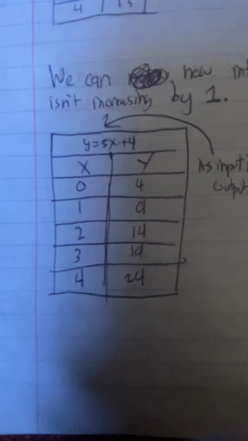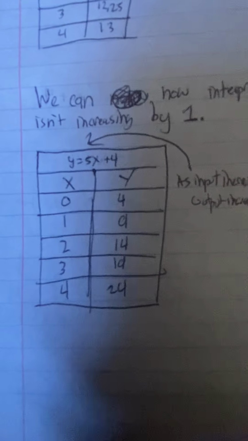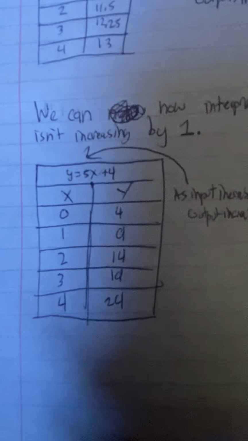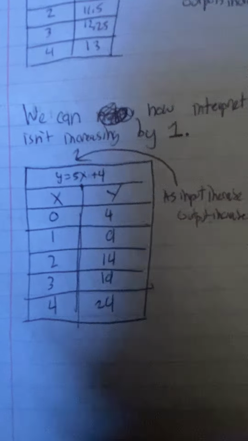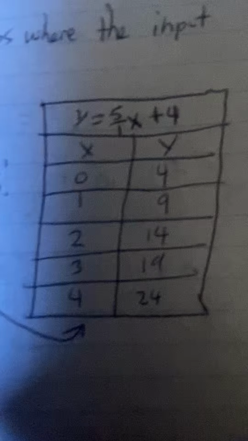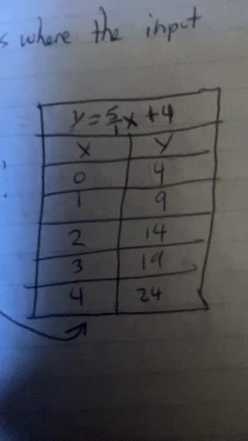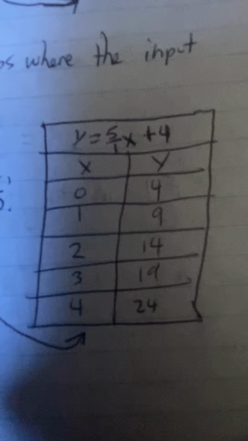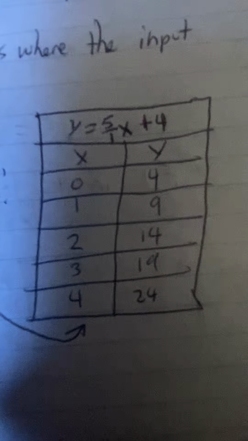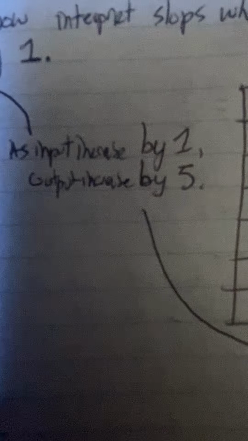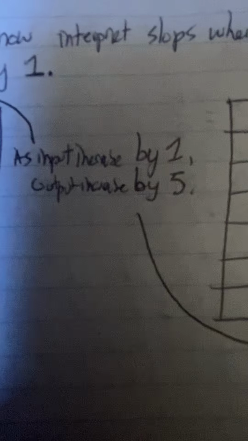So 0, 1, 2, 3, 4 for the inputs, and then the outputs are 4, 9, 14, 19, and 24. Okay? They're just increasing by 5. But we can also write it as y equals 5 over 1x plus 4. And notice we get the same table of values, the same table, even though here we have a fraction and here no fraction. But they both can be described using the same language.